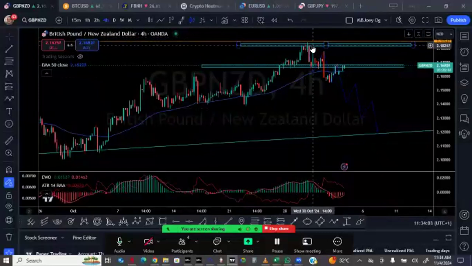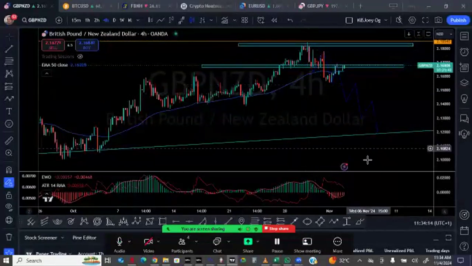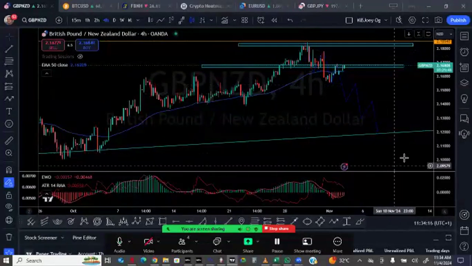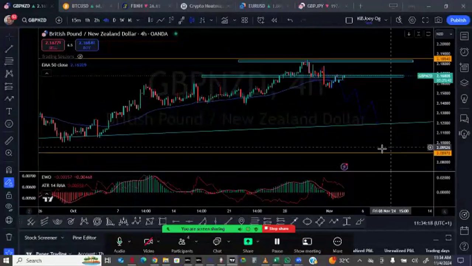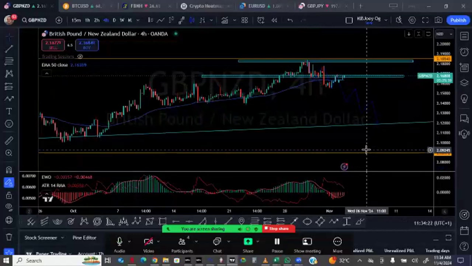Market found it to be a resistance. So it rejected and started coming down. So there is a very high chance that market will keep dropping until it gets to the next zone. The next zone in this case is this area. There's a high chance. It's a high probability.